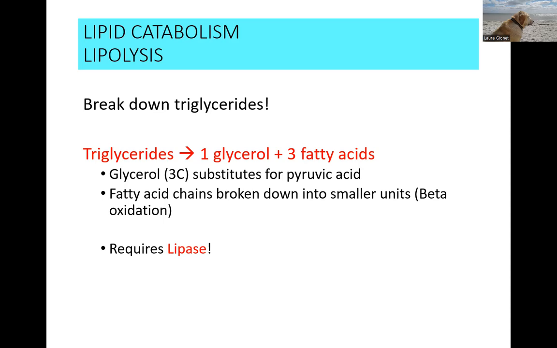So how do we break down triglycerides? Well, that was the job of lipase, right? We said lipase from the pancreas will break it down. Your triglycerides have two building blocks, one glycerol and three fatty acids. Technically it's one glycerol and one fatty acid, and then the two fatty acid tails, but we're not going to pick. Fatty acid chains can be further broken down, though, and you do that via what's called beta oxidation.